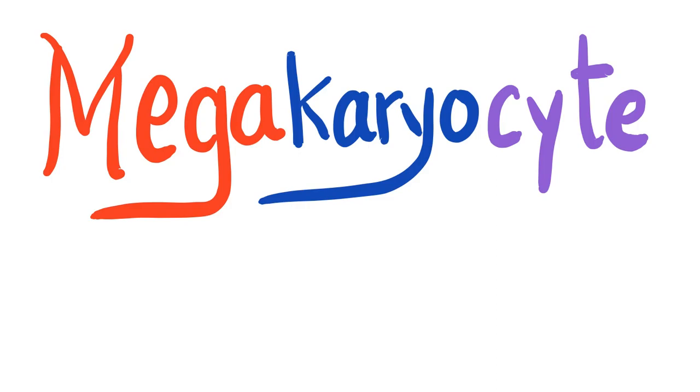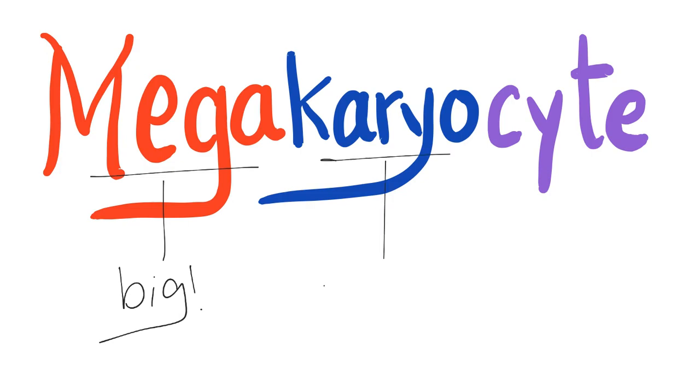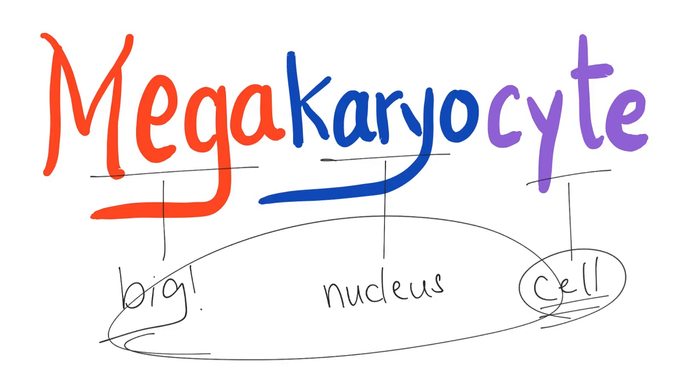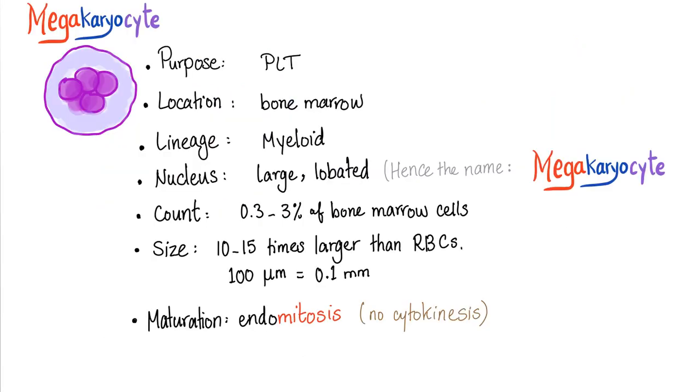Some etymology, please. What does megakaryocyte mean? Let's break it down. Mega means big, huge. Karyo means nucleus. And cyte means cell. So the megakaryocyte is the cell with a big nucleus. So when you're looking at a bone marrow biopsy, if the cell's nucleus is not big, it's not a megakaryocyte, baby. It's not gonna happen.